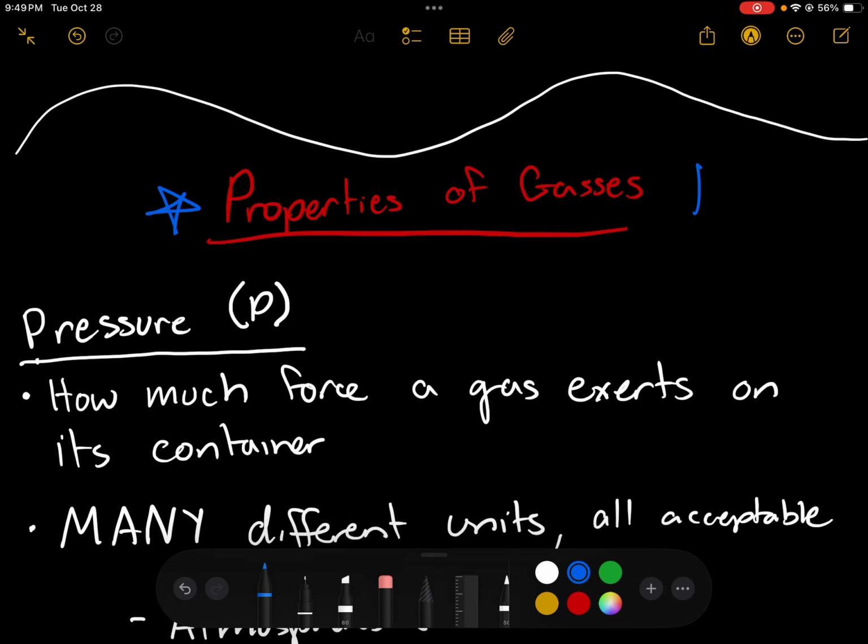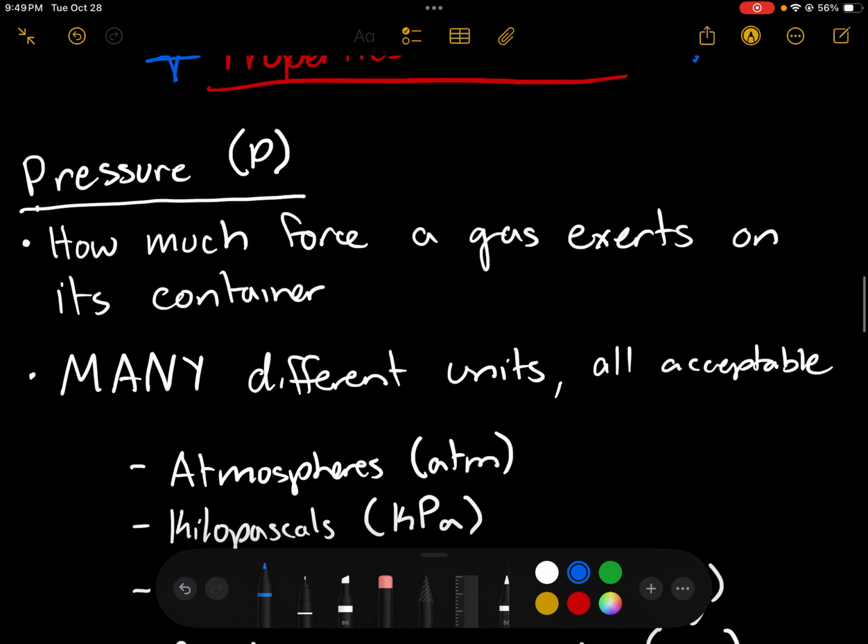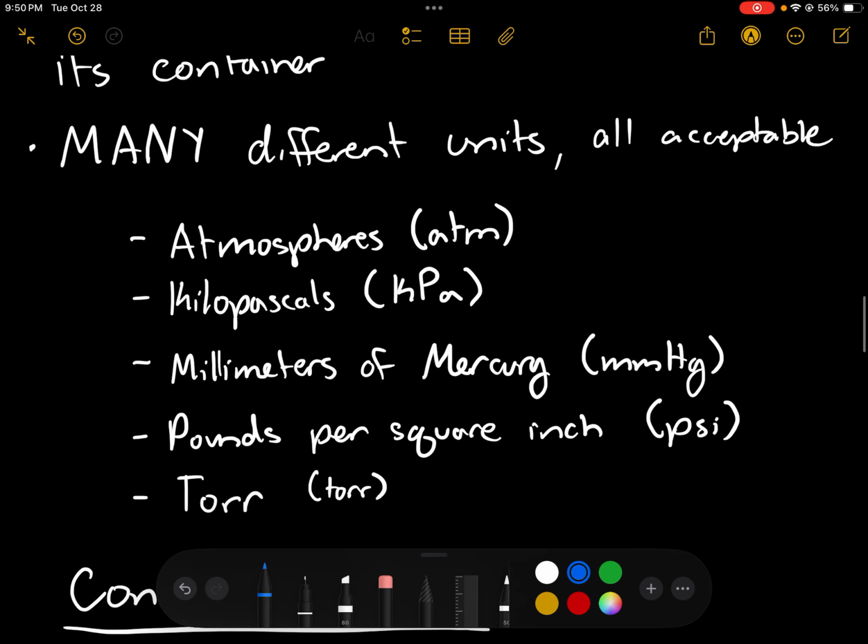Properties of gases that we need to pay attention to, these should not be new pieces of information for you. Pressure is defined as how much force a gas is going to exert on the container that it's in, right? Because if you force a gas into a really small container, it's probably going to be under really high pressure. But if you put a gas in a really big container, there's probably a lot less pressure there. There are a ton of different pressure units, and all of them are going to be acceptable to use in the different gas laws that you're going to see in the next video.